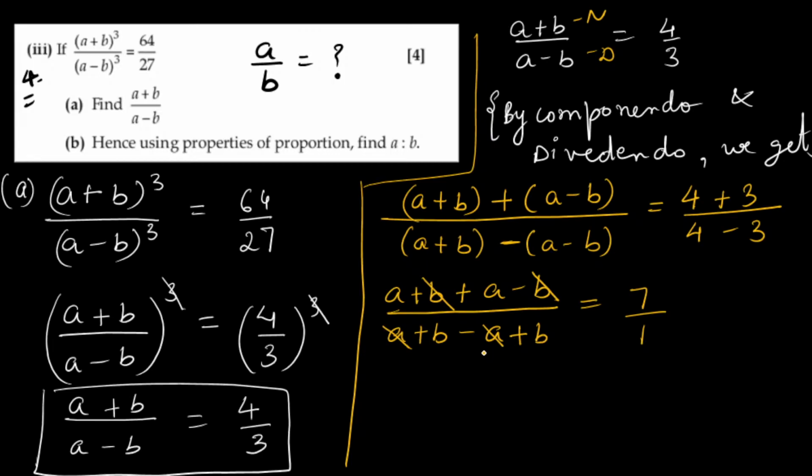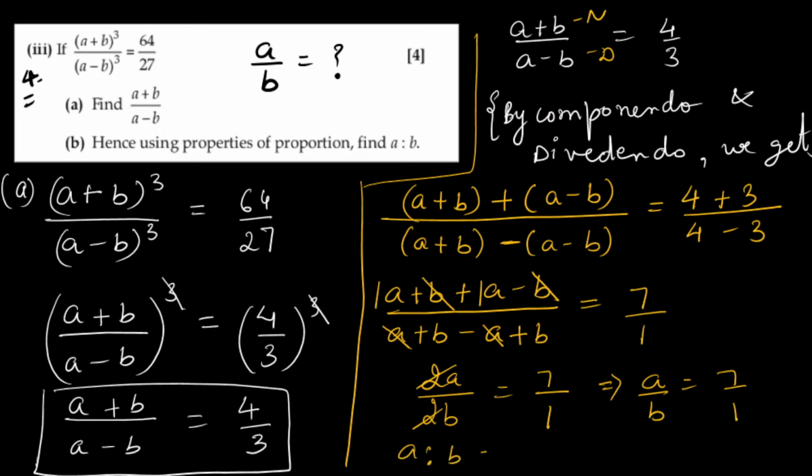So we are cancelling. So a plus a, a means 1a, so 1a plus 1a is 2a. And the same with b plus b, that is 2b, is equal to 7 by 1. So the 2 and 2 will get cancelled. So a by b is equal to 7 by 1. So the ratio you can write: a is to b is equal to 7 is to 1. Yes, 7 is to 1.